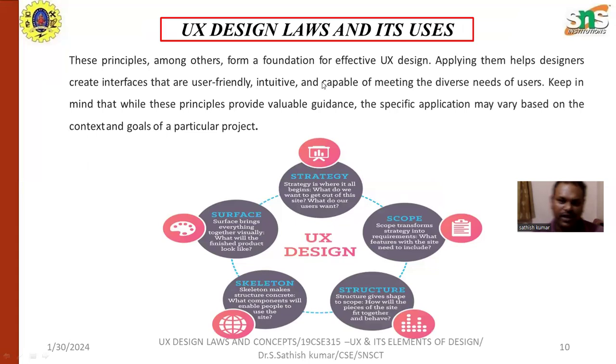So, UX design laws and its uses. The elements of UX are strategy, scope, structure, skeleton, and surface. Strategy is where it all begins: what do we want to get out of this site, and what do our users want? The scope is the requirements we collect. Structure gives shape to the scope: how will the pieces of the site fit together and behave? The skeleton makes the structure concrete: what components will enable people to use the site? The surface brings everything together visually: what will the finished product look like?